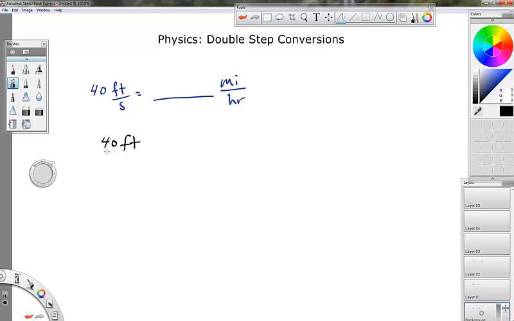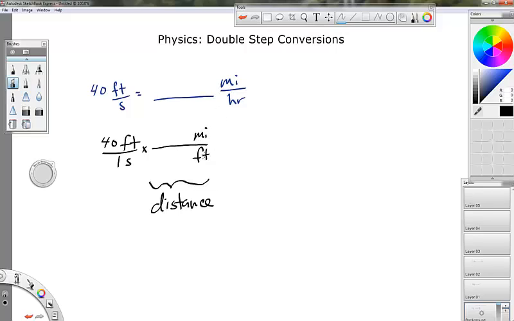40 feet over 1 second. That's what that means. 40 feet over 1 second. So we write that out. Now watch, we put a times sign and a line just like the single steps. Just like it. And we also put the units in here. So feet will go down here. And then I want you to see that this first one is our distance conversion. So we are going from feet to miles.